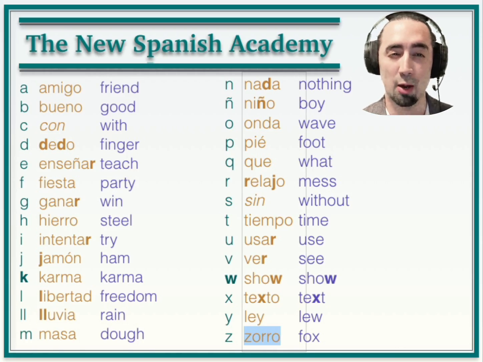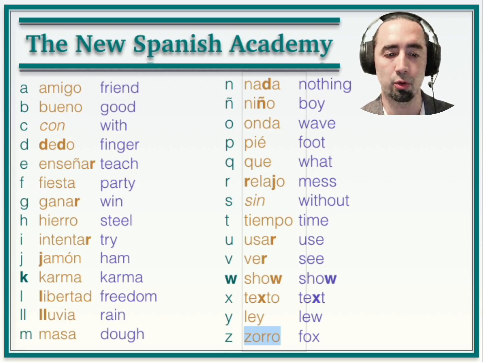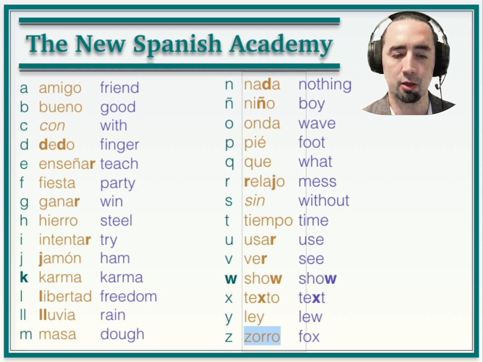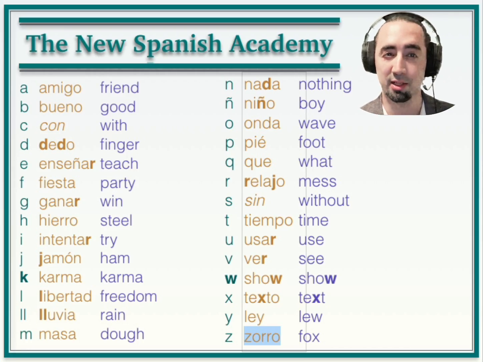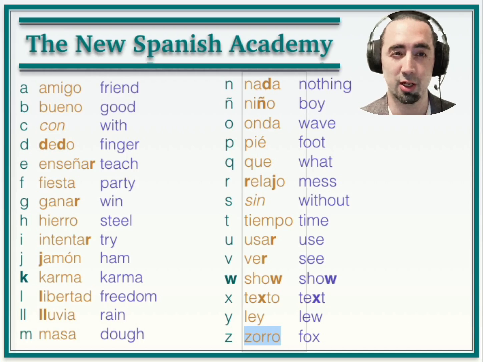Sorry, L-E-Y. And then we have zorro, Z-O-R-R-O. Now remember that the Z in Spain is pronounced th, so a Spanish person will say zorro, Z-O-R-R-O. Alright, now you can practice dictation, practice reading now by yourself.